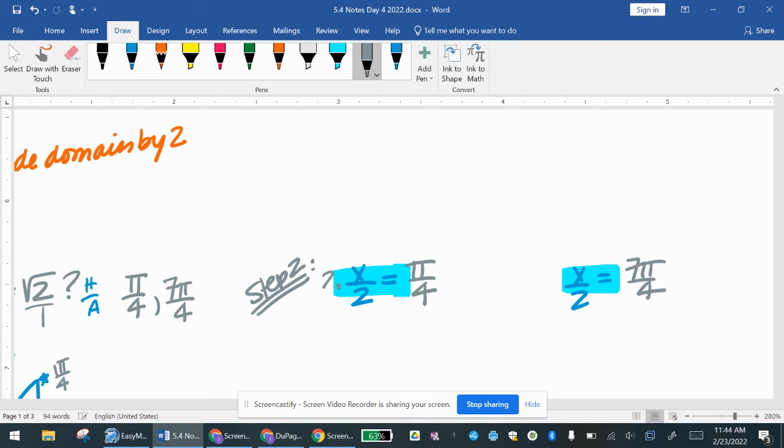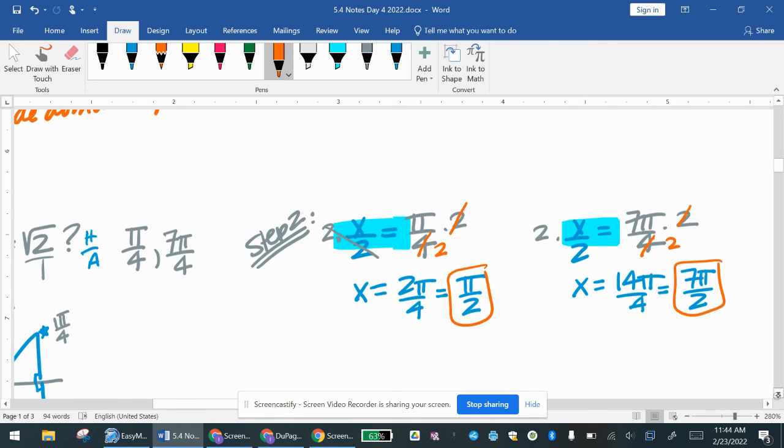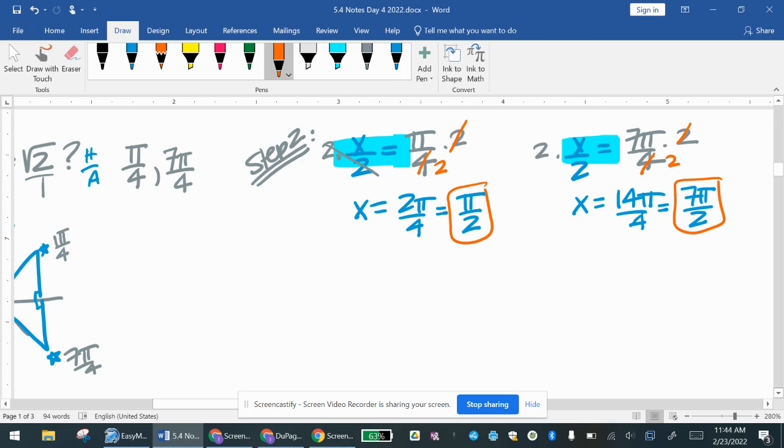So in this case, you're going to multiply by 2 on both sides. Here you're going to get 2 pi over 4, which reduces to pi over 2. Over here, you're going to get 14 pi over 4, which reduces to 7 pi over 2. You could also reduce along the way, guys. So like 2 goes into 4 twice, right? So you could do that to get your answers. But we can't really say that we're done yet because we now need to ask ourselves, are these within the new domain?